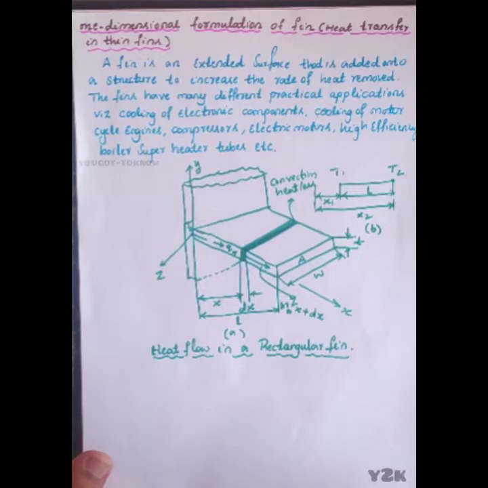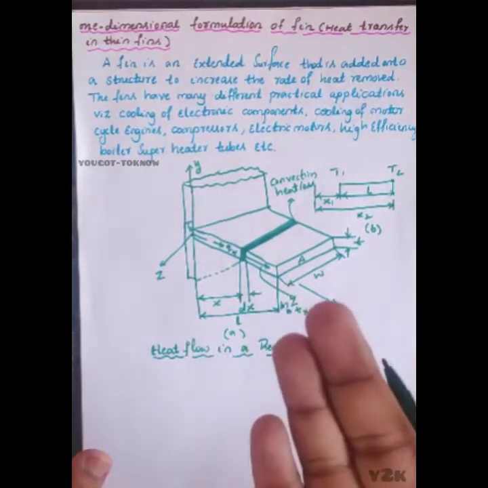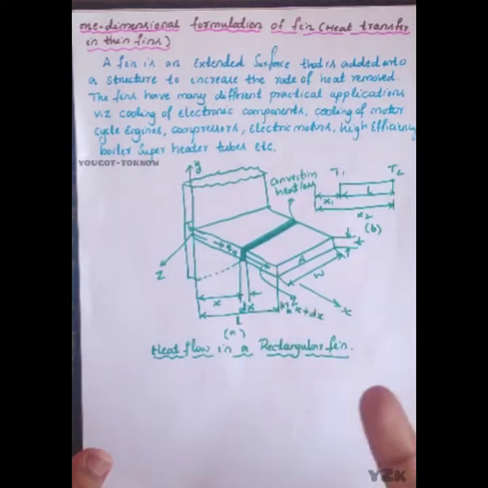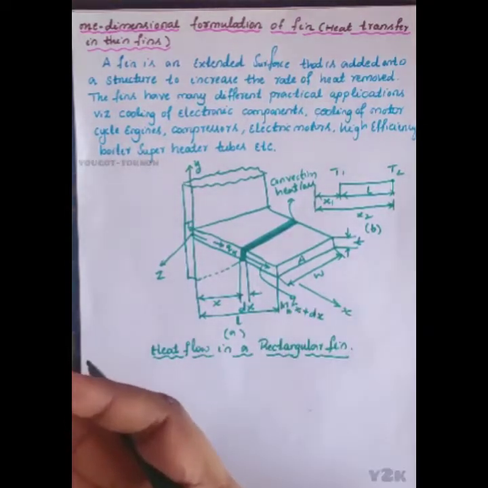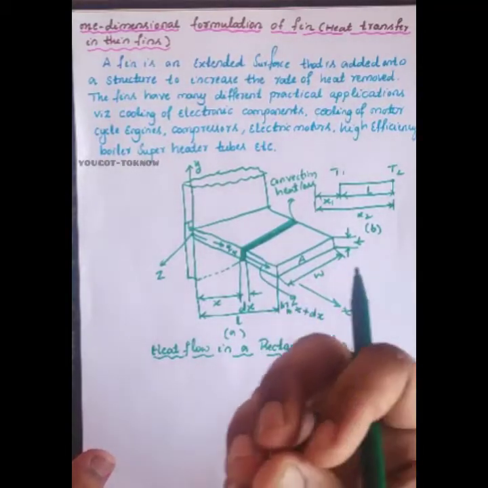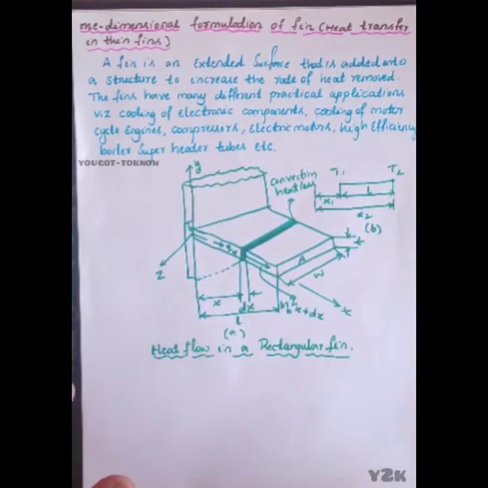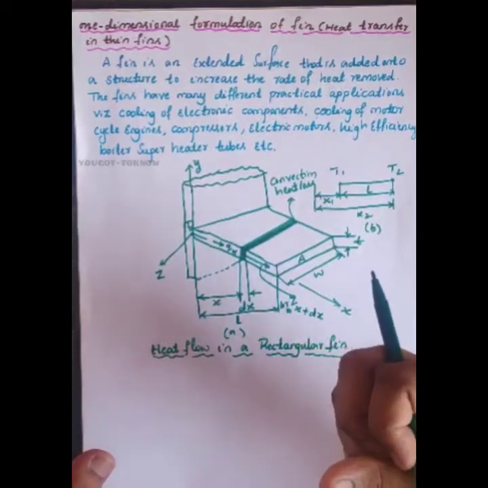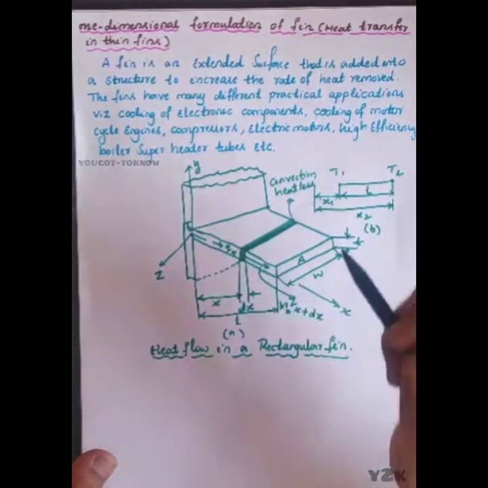In automobiles, if you see your bike cylinders, there are extended surfaces, extended projections, given. The purpose is to remove the heat from the cylinder, that is, to increase the rate of heat removed. That will be the process.